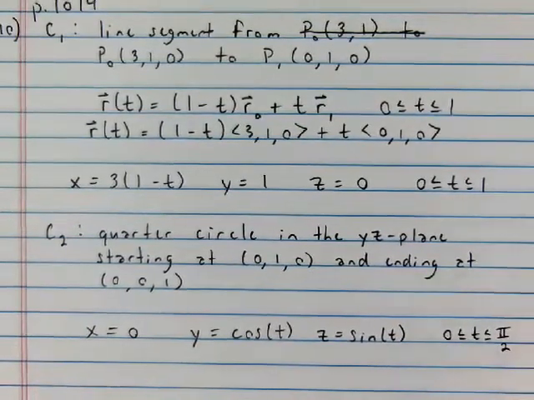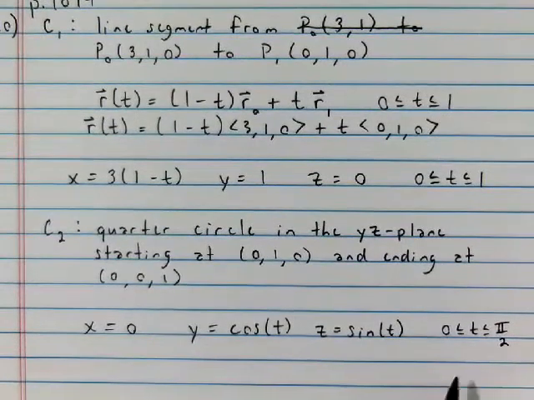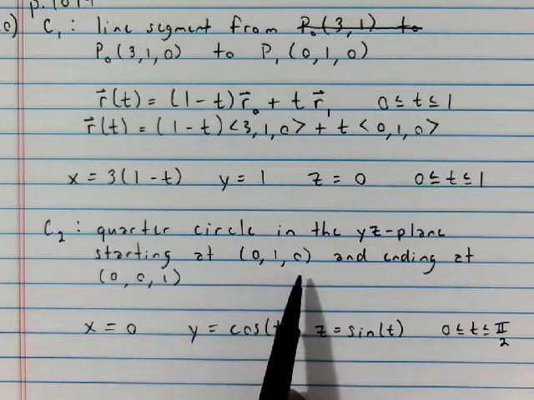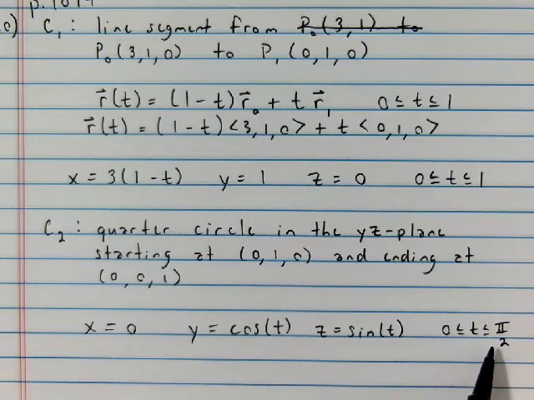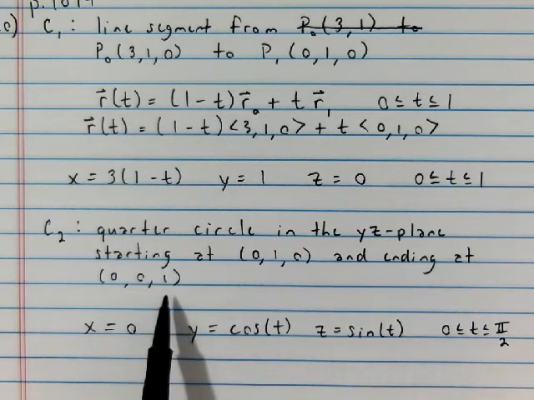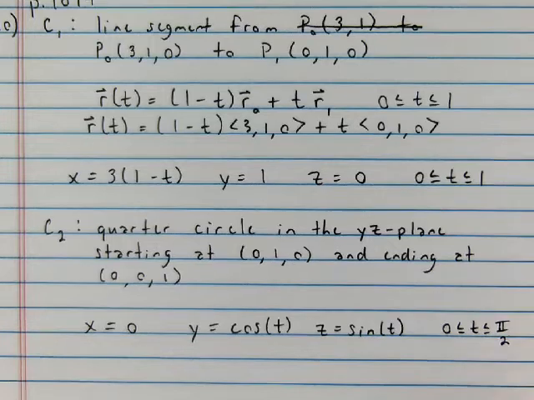And you can always briefly check to make sure that when t equals 0, we're at our starting point, and when t equals pi over 2, that we're at our ending point for whatever it is that you're parameterizing. And now we're ready to go ahead and set up our integral.